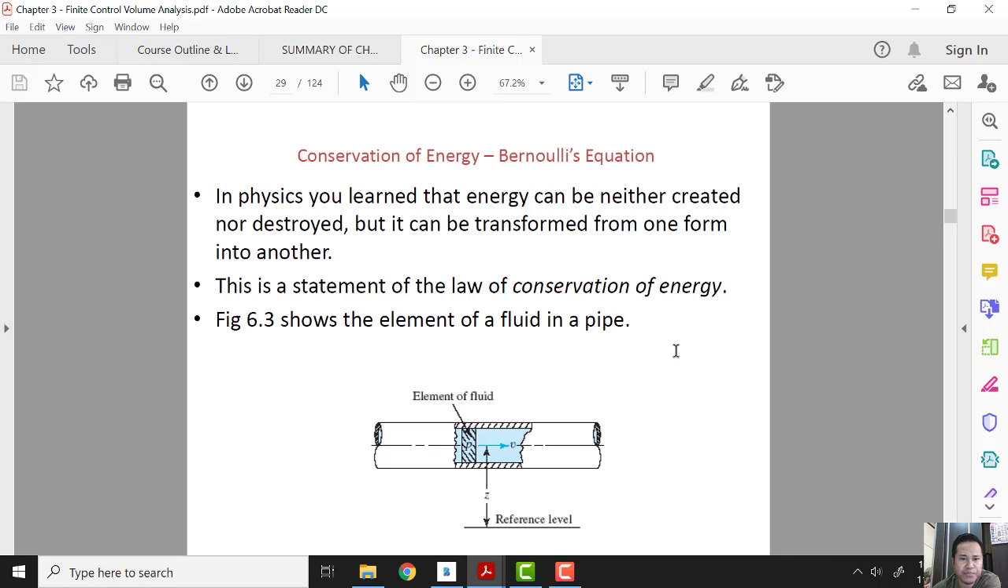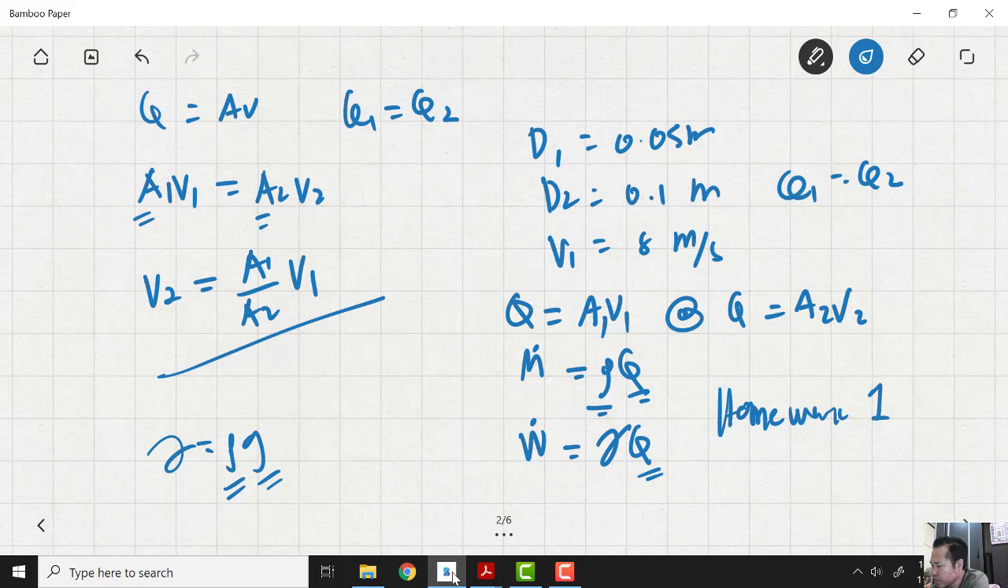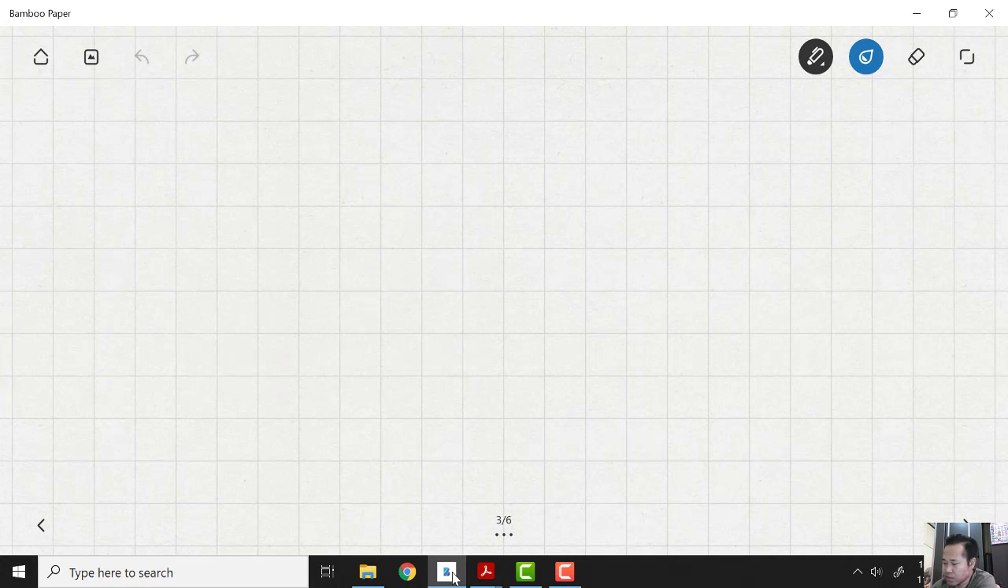Okay, that was the example one. Now we'll be looking at the conservation of energy. We have done conservation of mass. In this finite control volume analysis, we have three equations that we must look at. First is the continuity equation.